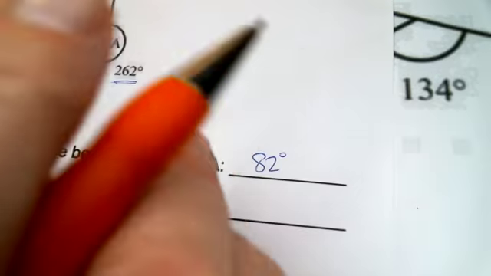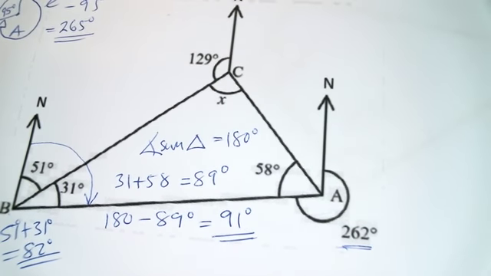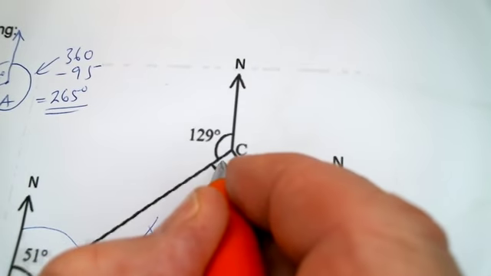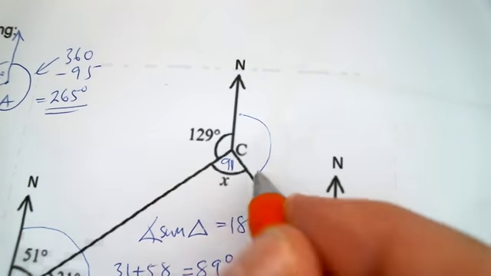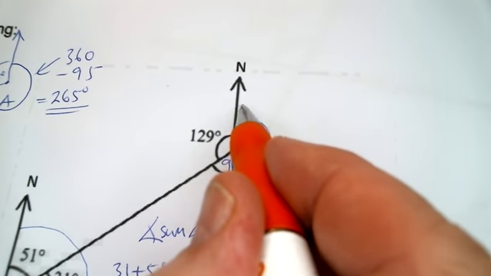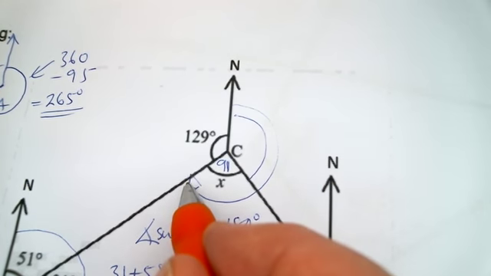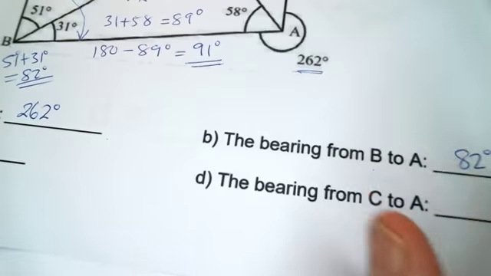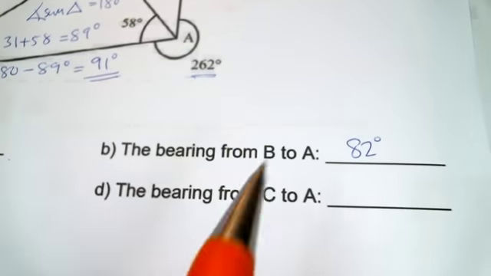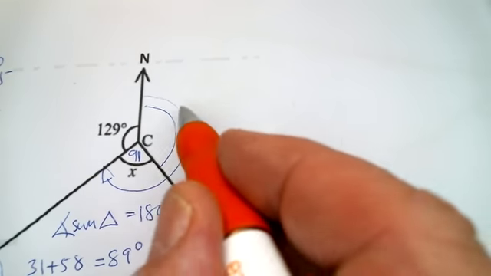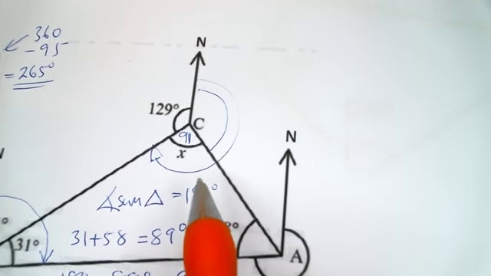Bearing from C to A. This is a bit more tricky. We know some things about this. First of all, we do know X, which is going to be 91. We've also got this angle here, which we'd like to know, because the bearing goes from here all the way around to this point. We point north and go all the way around until we get to here. Oh, wait, I'm doing it wrong. I'm doing C to B. We want C to A. So C to A is just this angle here.